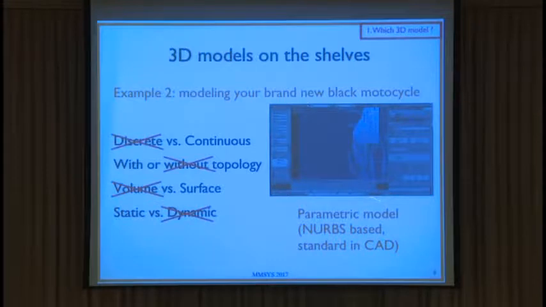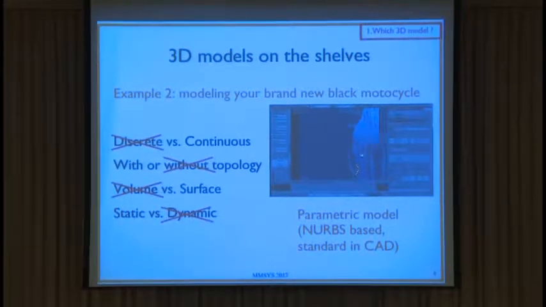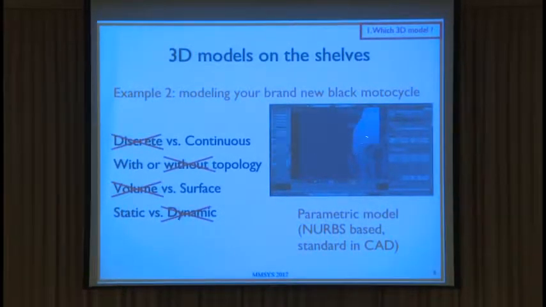So what I use usually in CAD systems are NURBS-based representations. They are parametric models that you can edit with control points, and that gives you a smooth surface where you can control the geometry.